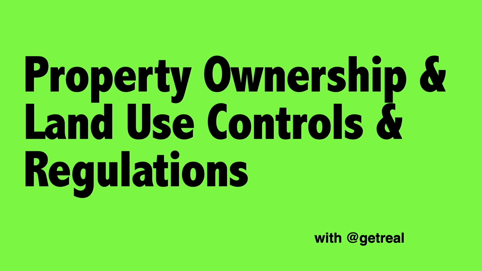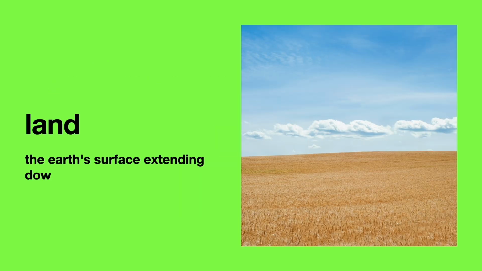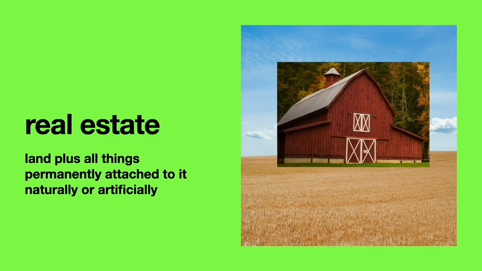Let's get into it. Property ownership and land use controls and regulations. Expect 15% of the exam to be on this topic. Classes of property. Land: the Earth's surface extending downward to the center of the Earth and upward to infinity, including permanently attached natural objects. Real estate: land plus all the things permanently attached to it, naturally or artificially. Real property: real estate plus the interests, benefits, and rights included with real estate ownership.